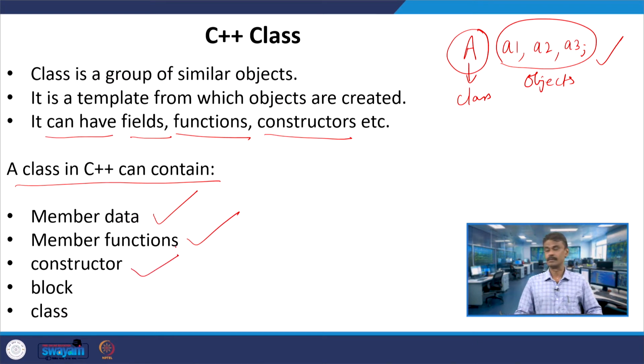And then inside the class you can have blocks, and inside the class you can have another class or several classes. In general, these are some of them I told, because you have a destructor also. So a class in C++ can contain member data, member functions, constructor, block, class, destructor, etc.